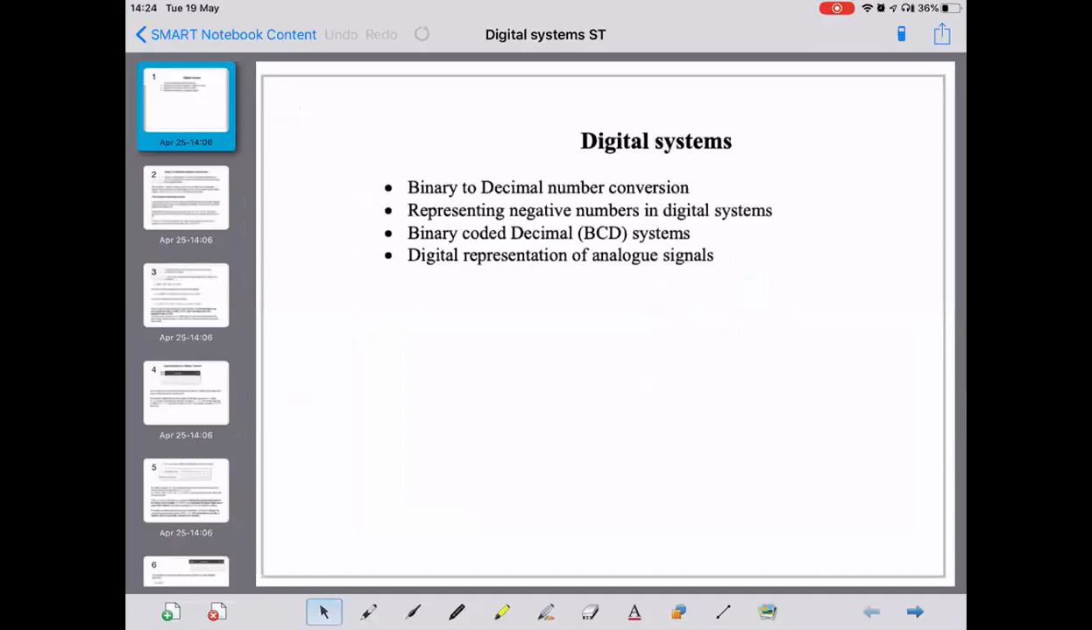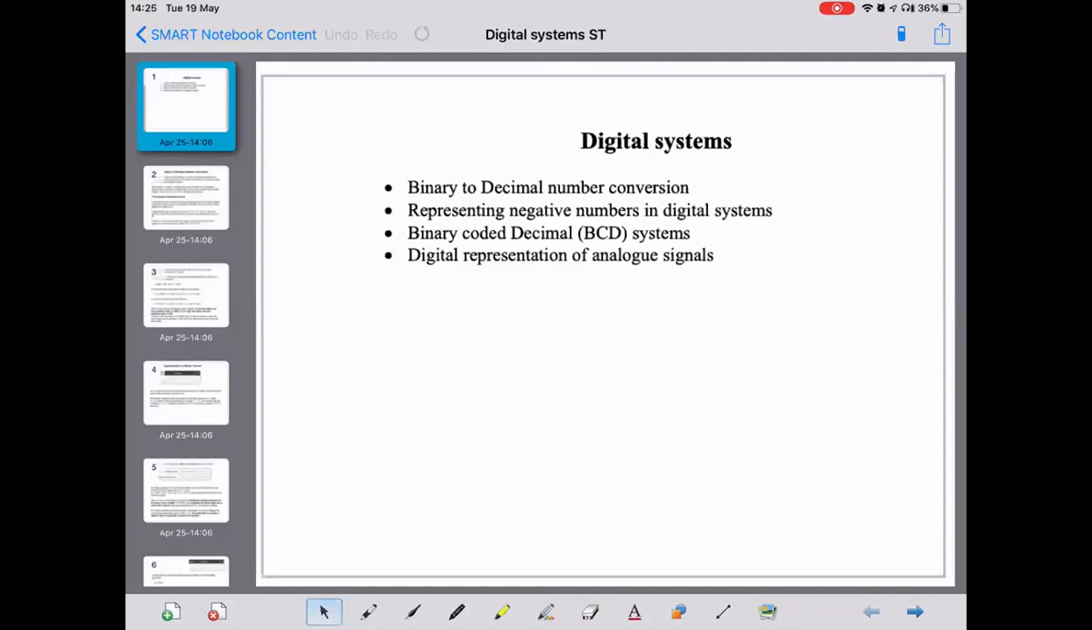Right, so digital systems. What we're going to have a look at this afternoon is how digital electronics and the digital system can be used in systems in engineering. So what we're going to have a look at is the binary and decimal number system and conversion between them mathematically.